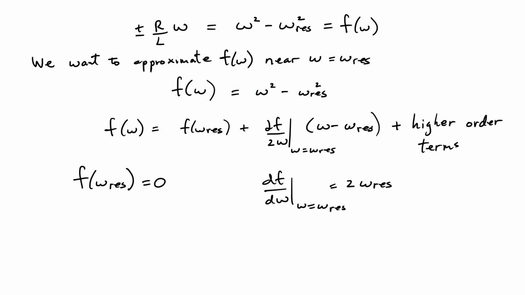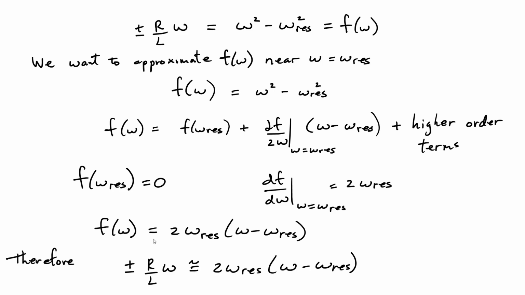It's very easy to take the derivative. It's simply 2 omega, and then you substitute omega equals omega res, and you're left with this. So this is the approximation that we're going to do. Therefore, what you do now is simply substitute f of omega by this linearized expression. Instead of solving something for omega squared, we simply have to solve now 2 terms that have omega in it. And again, this is true when omega is near omega res. When does that happen? That happens when the resistance is small.